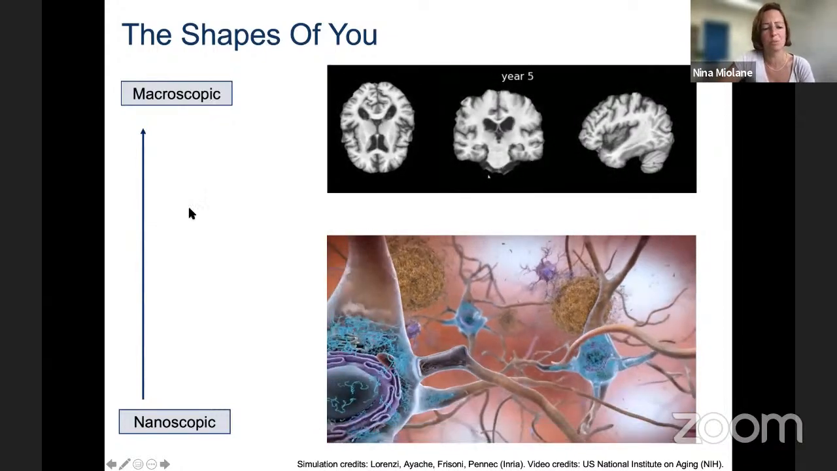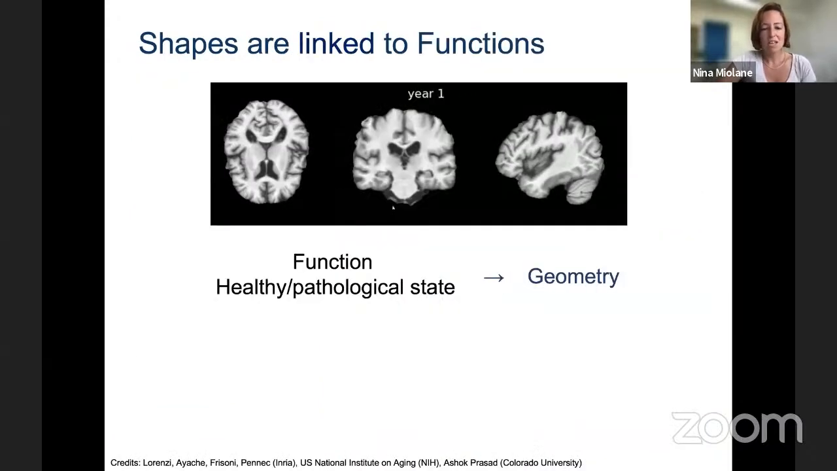So from the macroscopic scale to the nanoscopic scale, from the bioimages, there is one semantic information of importance, and this is the shape information. So I hope it's clearer from the previous slides that both the function of a biological structure, but also its state as healthy versus pathologic, influences the geometry of that structure, should it be organs, cells, or proteins.